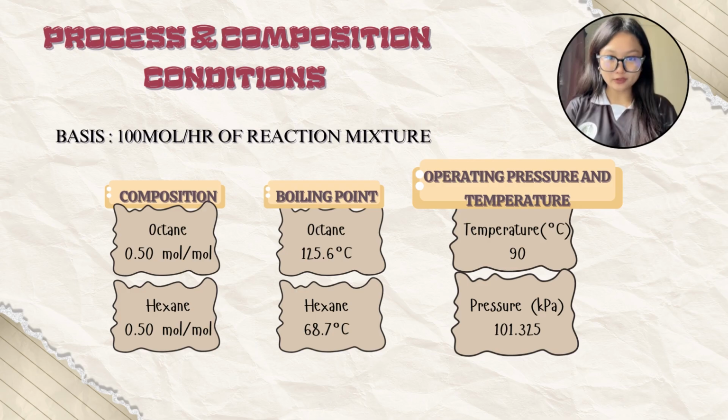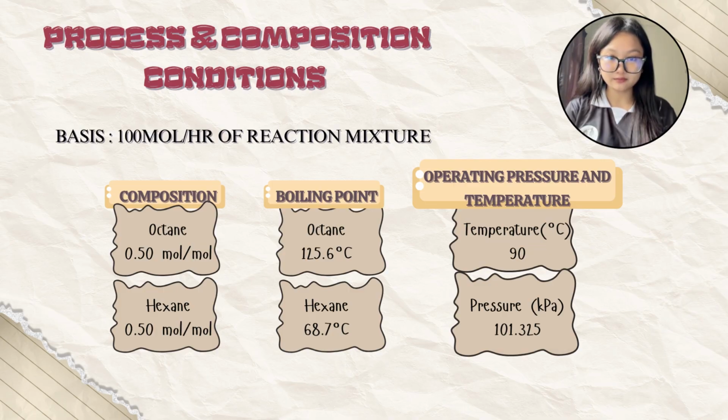Now I will present the process and composition conditions used in our flash separation. The feed basis is 100 mol per hour, consisting of an equimolar mixture of 0.5 mol fraction hexane and 0.5 mol fraction octane. The flash separator operates at 90 degrees C and 101.325 kPa. This operating temperature is selected because it is between the boiling points of hexane and octane. At this temperature, hexane vaporizes more readily while octane remains mostly in the liquid phase, allowing the separation to occur.